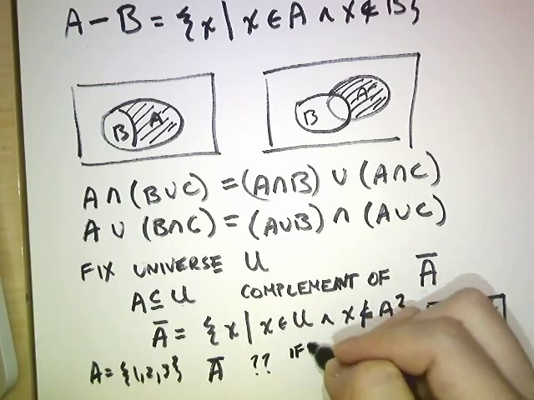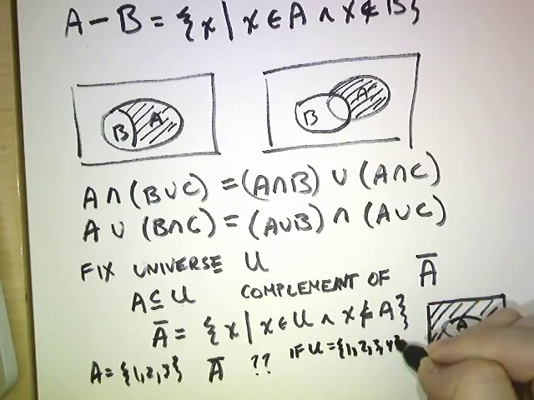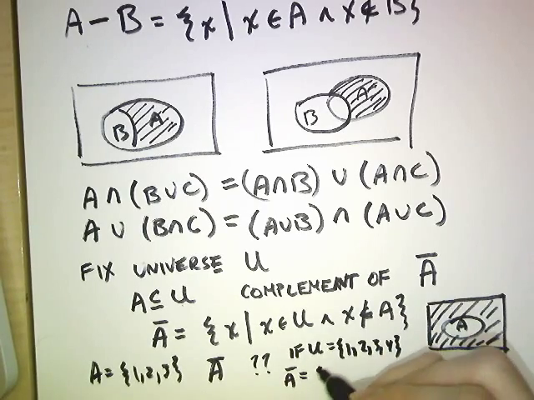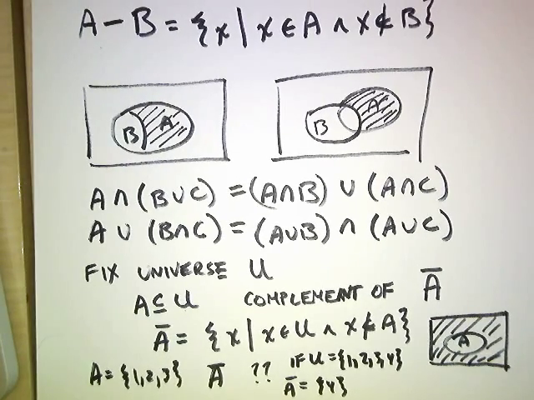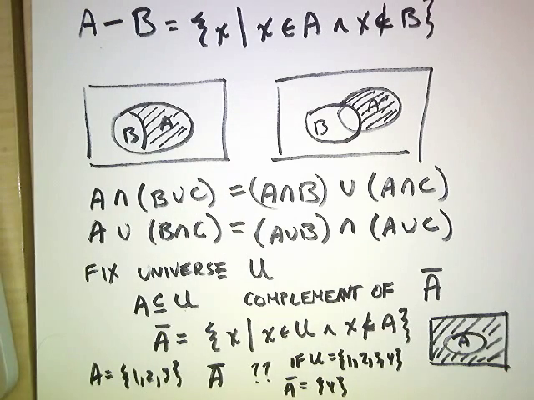If U is 1, 2, 3, 4, then A complement is just 4, because it's everything in U that's not in A. But if the universe were 1, 2, 3, 4, 5, then A complement would be 4, 5. So you have to specify your universe before you really talk about the complement of a set. Now, if you just want to talk about set difference or intersections or unions, you don't need to specify a universe beforehand.